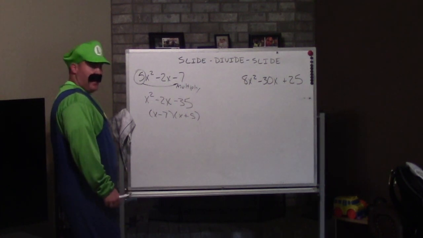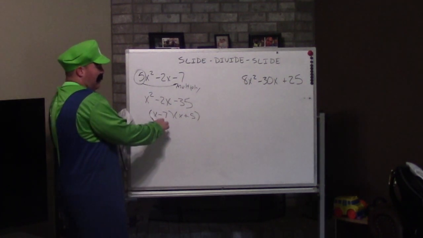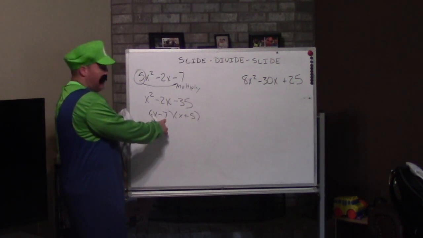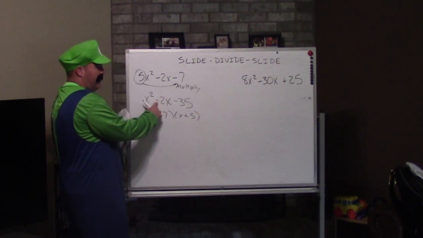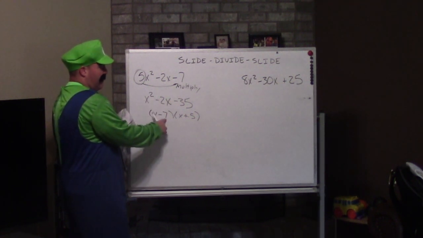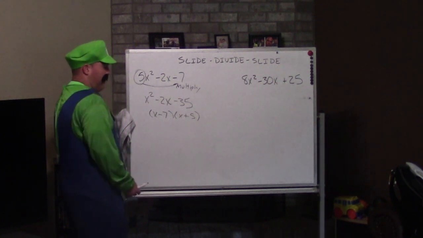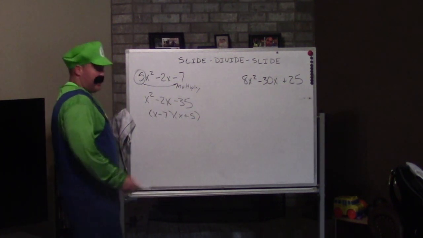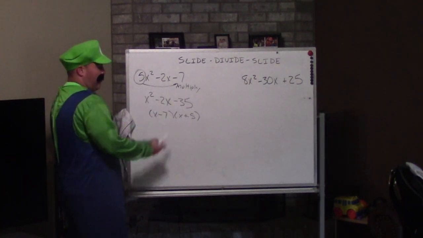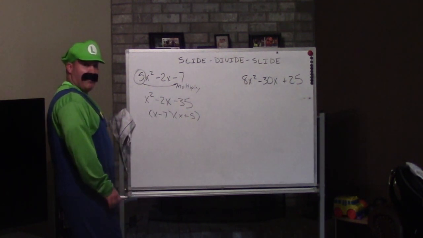Okay, easy enough, right? I want the negative to be 7 because when I check those loops, I want to make sure I get a negative number right here. So negative 7 and positive 5. If I check the loops, negative 7x, positive 5x, I'm going to get the negative 2x, which is what I want. Alright, so that's the slide part.